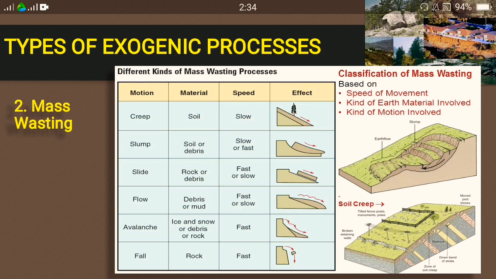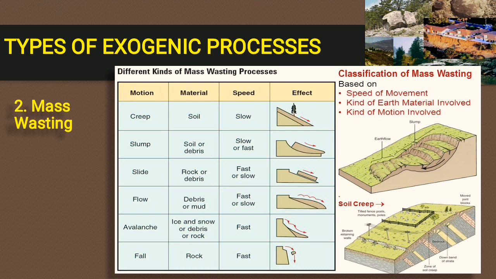We have different kinds of mass wasting processes, classified based on speed of movement, kind of earth material involved, and kind of motion involved. We have soil creep, or a downhill creep caused by varying agents like worms, ants, and the like, where the material is soil and the movement is slow. We have slump, a downslope curved shear surface in underlying rocks. The material is soil or debris, and the movement is slow or fast.